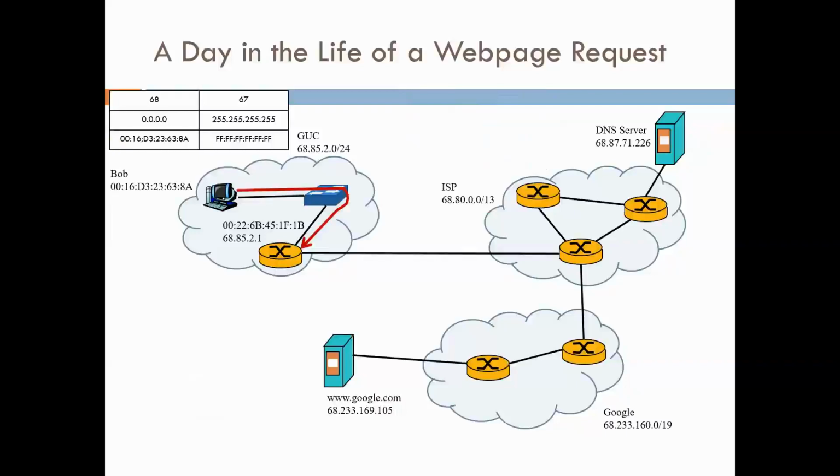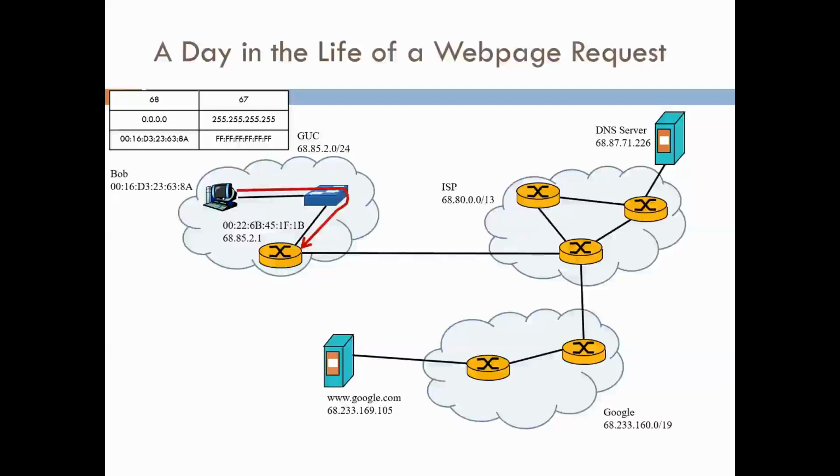Source MAC address is that of Bob. Destination MAC address is again the all ones because the DHCP Discover packet is sent to everyone within the GUC network. So it's broadcast within the GUC network saying, whoever is the DHCP server, please respond to me.